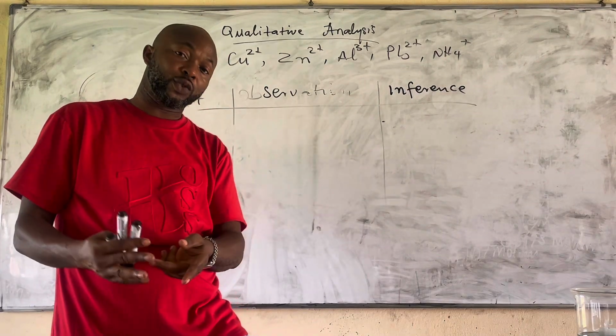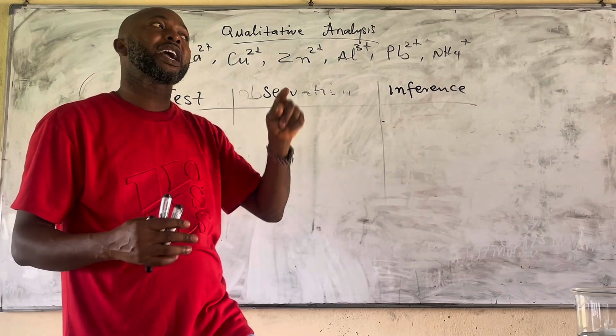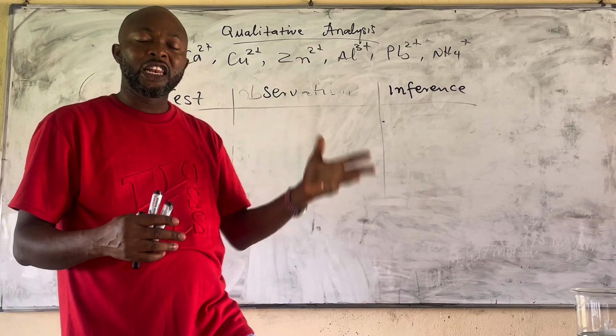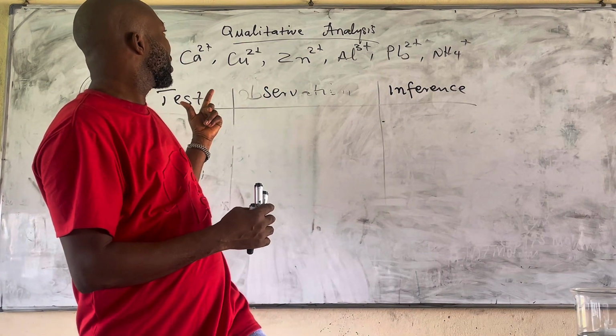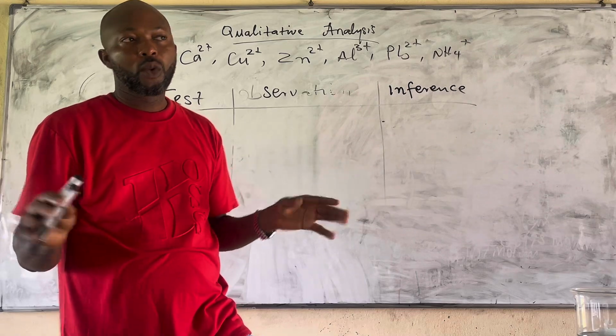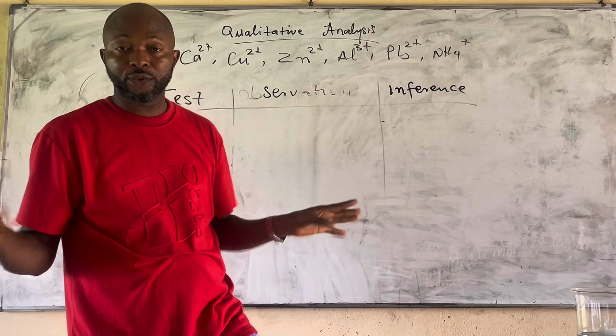So I have to use ammonia solution. If it is soluble, I will say it is zinc. If it is insoluble, I can confirm that it is either lead or aluminum present. Now, we look at calcium. There is no reaction. When you use a calcium salt reacting with ammonia solution, there is no visible reaction.